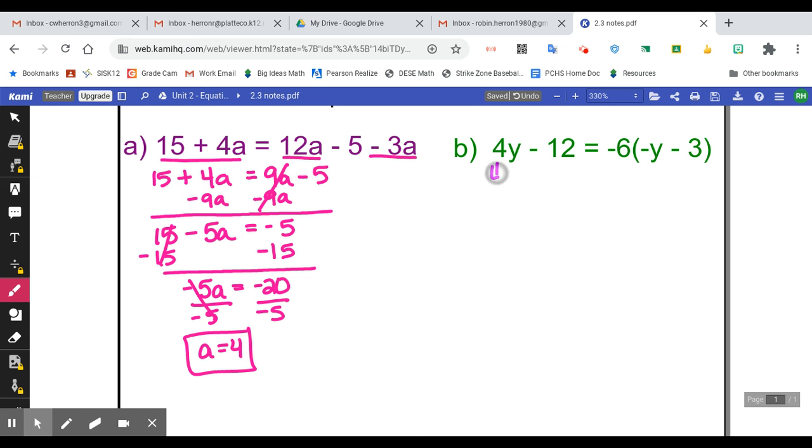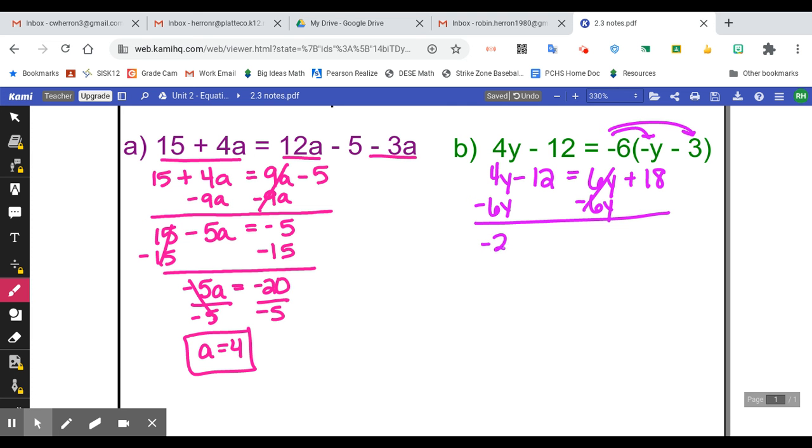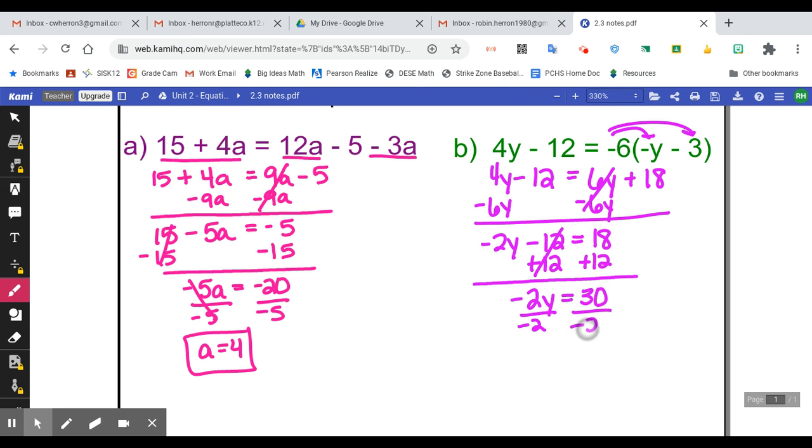Part B, same thing, 4y minus 12, can't do anything. On this side, we're going to do the parentheses, so I've got positive 6y plus 18. Okay, again, I like to move my variables to the left-hand side, so I'm going to subtract 6y. That gives me negative 2y minus 12 equals 18. I'm going to add 12 to both sides. Negative 2y equals 30. Divide by negative 2, and y equals negative 15.